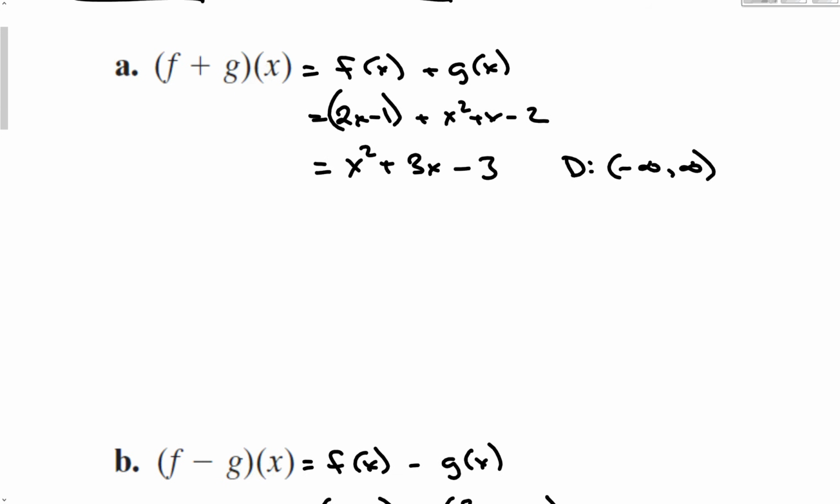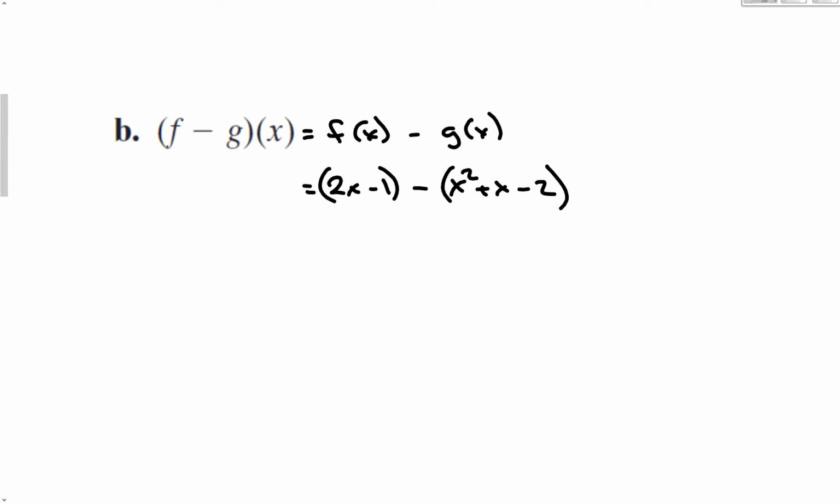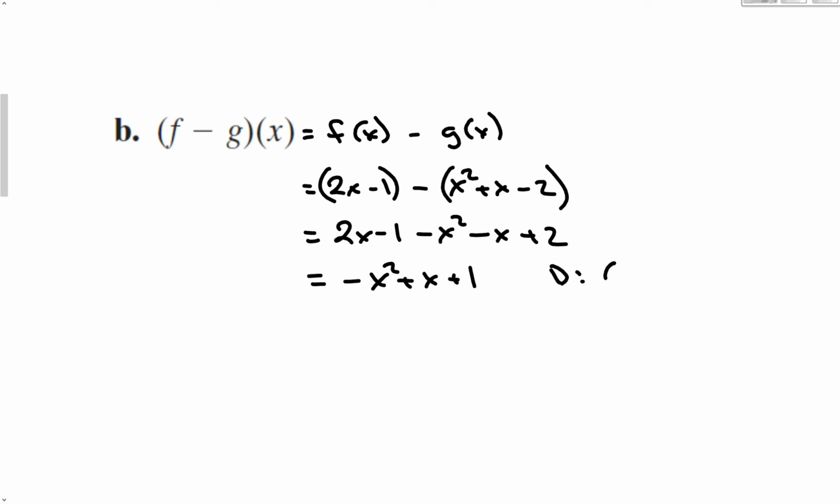We could even have done that up here, taking the first function plus the second function. If it makes sense to you to separate them with parentheses, that's great. The important one is right here with subtraction because we have to distribute the negative. So that's minus x squared minus x plus 2. And when I put these all together, I get negative x squared plus x plus 1. And again, the domain here is from negative infinity to positive infinity.